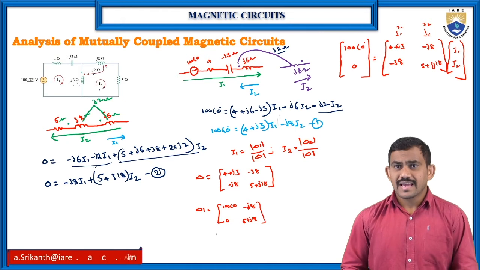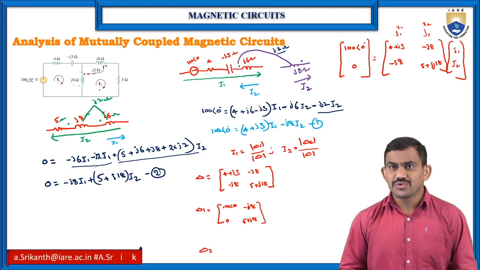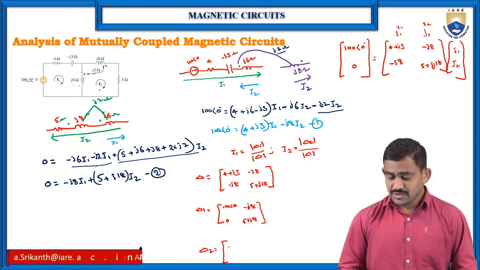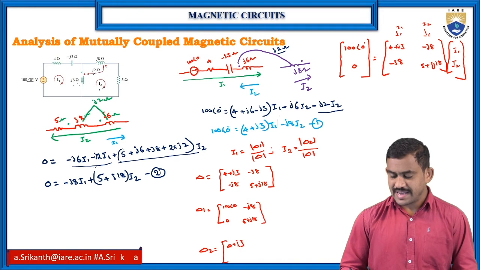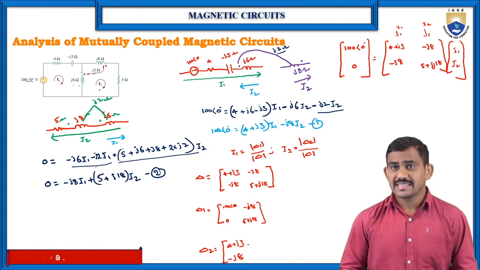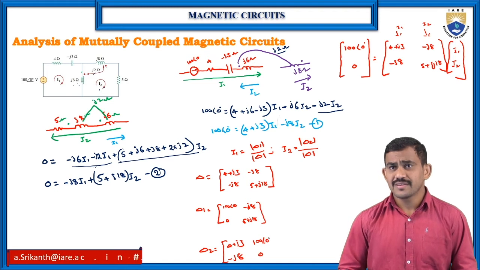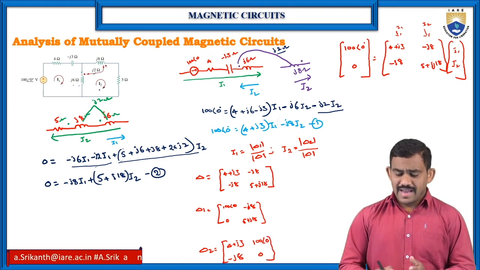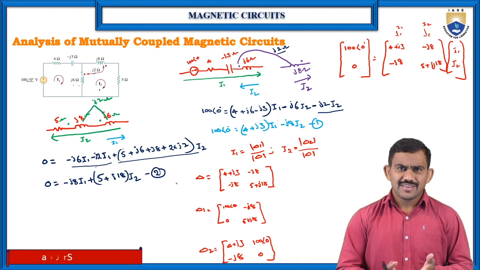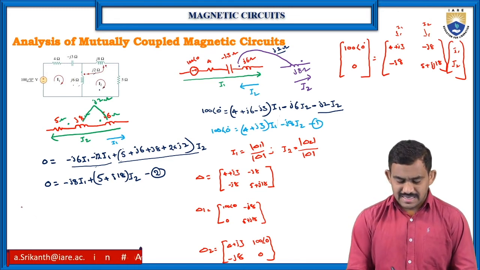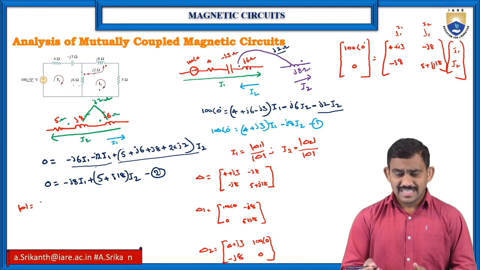Same for delta 2: we need to remove the I2 values. So I1 is this, 4 plus j3 and minus j8. Here we remove the I2 values and write the equal values. Once you get the del of delta value, we will get the I1 and I2 values. It's very simple.